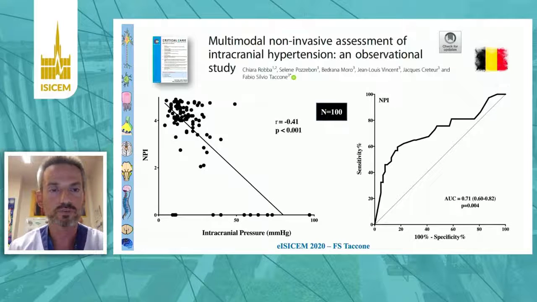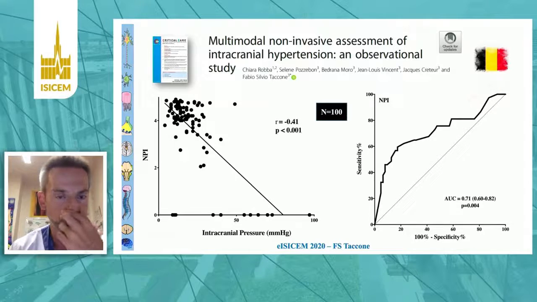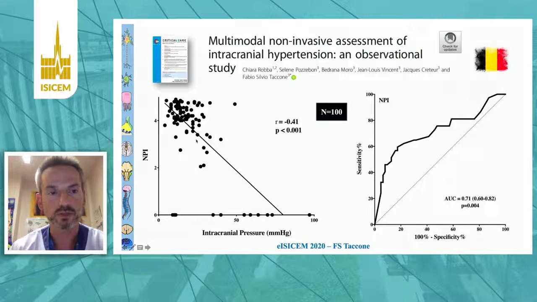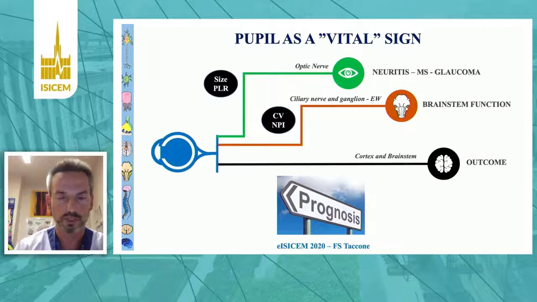And we have confirmed this data in studies coming from our group, where in 100 patients ICP and NPI were measured. You see this correlation, quite acceptable correlation between NPI and ICP, a quite fair, acceptable accuracy to predict increased intracranial pressure for NPI in this large heterogeneous population of brain injury patients.